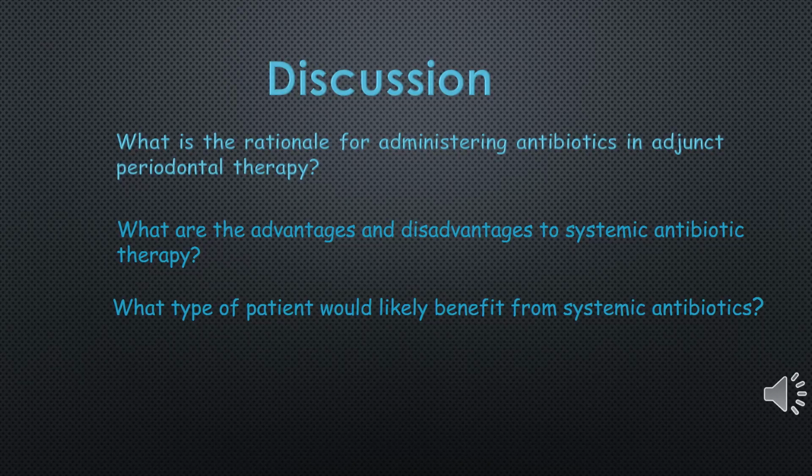Using information from your pre-reading, Adjunctive Use of Antibiotics in Periodontal Therapy, please discuss the following questions. What is the rationale for administering antibiotics in adjunct periodontal therapy? What are the advantages and disadvantages to systemic antibiotic therapy? What type of patient would likely benefit from systemic antibiotics?